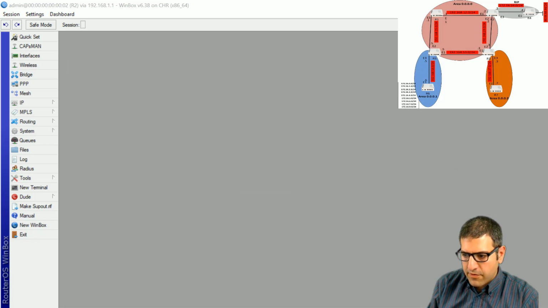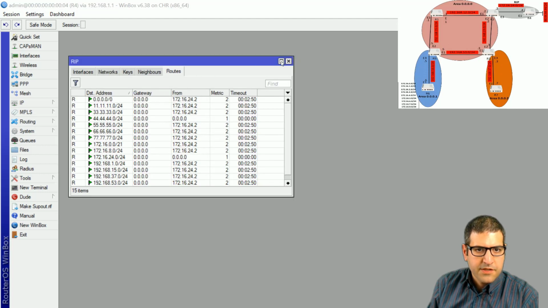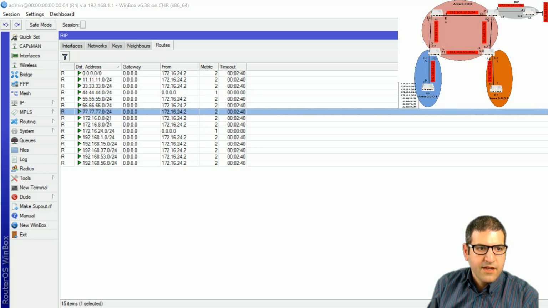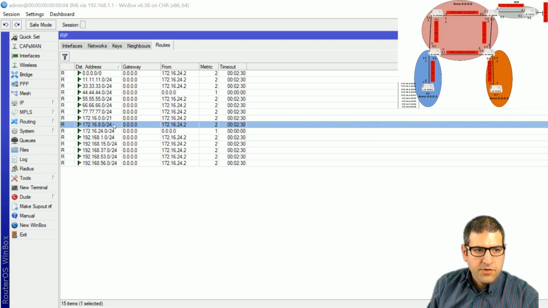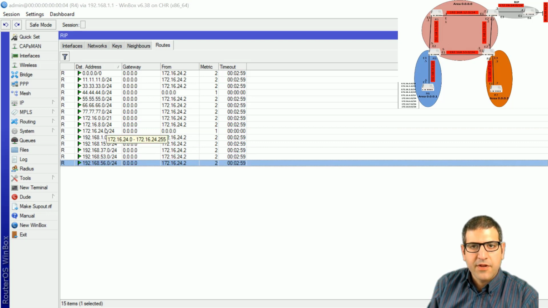Let me go to router 4 now. From here I go to routing, then RIP, and now I go to routes. You can see before he didn't have any routes, but now inside RIP he knows 1, 33, 44, 55, all those are bridge interfaces of the routers, 77. All the routes, and this is the summary address we made before, that's also from router 6, and all the links that we have inside the areas in OSPF.